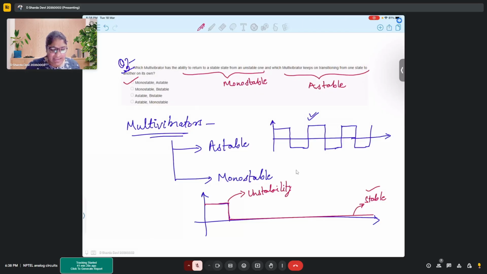And in the case of bistable multivibrators, there are again two states, and this kind of square wave that is being generated can also be referred to as a bistable multivibrator because there are two states. But most of the time, this particular behavior we refer to as astable behavior only.